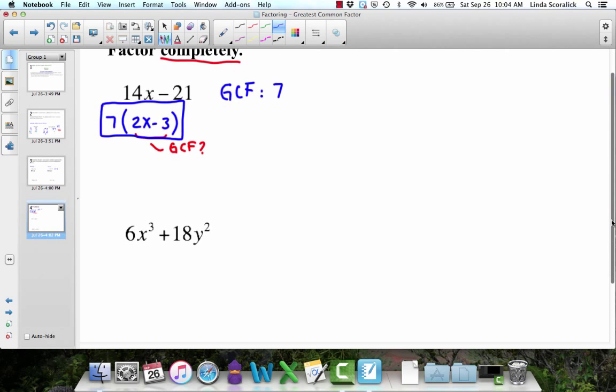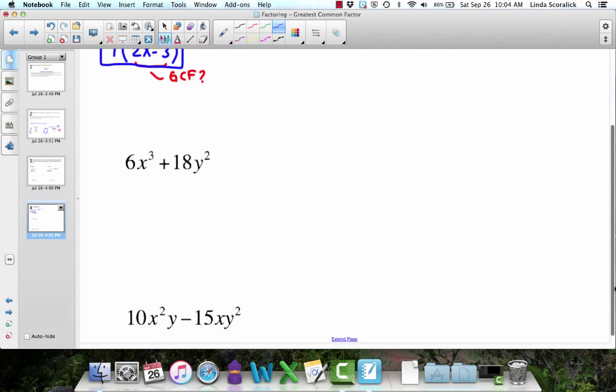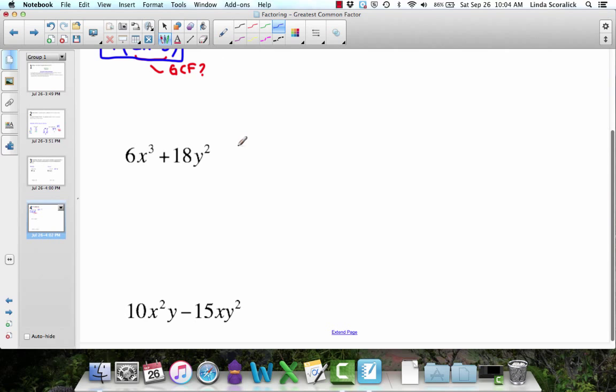Moving on to the next example, we want to factor 6x cubed plus 18x squared. Again, what is the GCF? Start with the numeric piece. What's the GCF for 6 and 18? Answer is 6. We have an x cubed in one term and an x squared in the other. Since they're not the same letter, the variable cannot be included as part of the common factor.